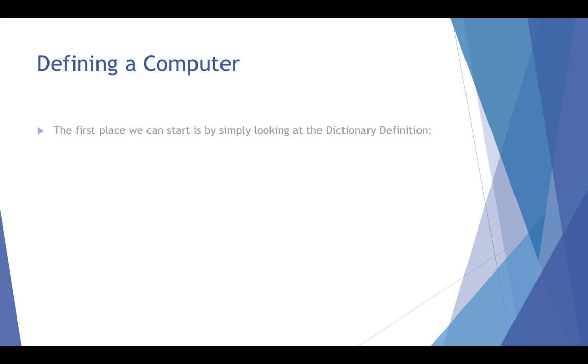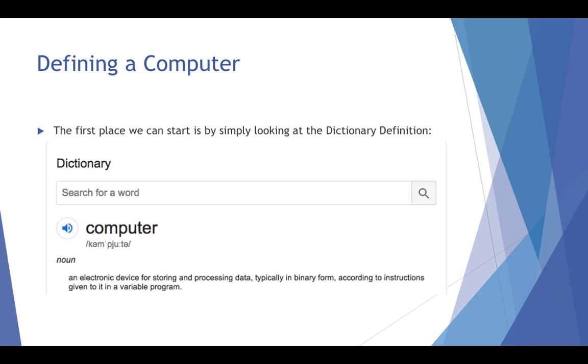So, defining a computer. The first place we should really start is by looking at the dictionary definition. This is what the dictionary definition says: an electronic device for storing and processing data, typically in binary form, according to instructions given to it in a variable program. So this is quite a nice place to start. However, this is not where we're going to finish when we're looking at how we can define a computer, and what it really means to be a computer.